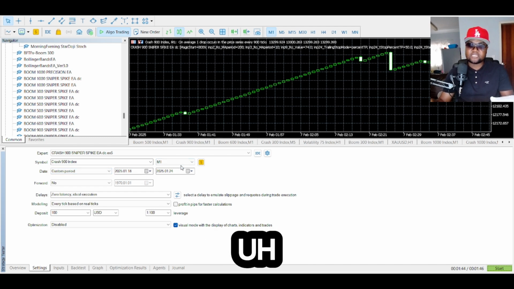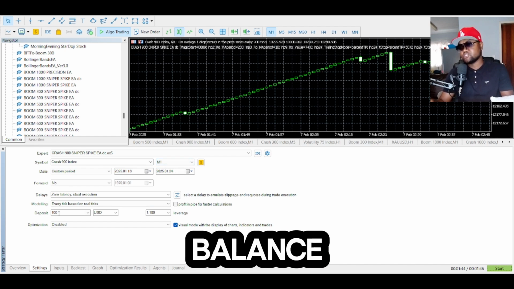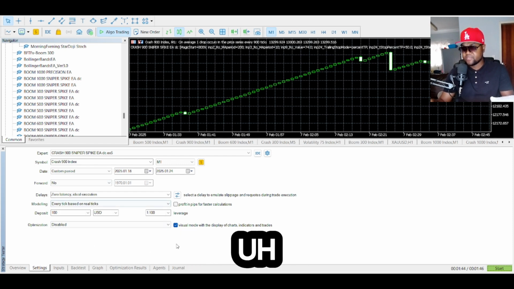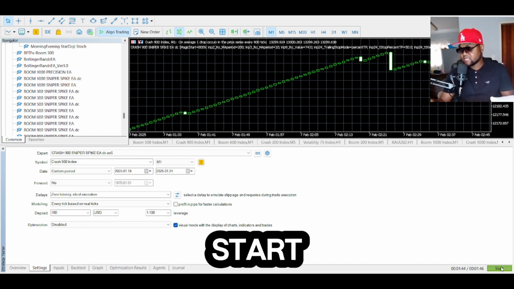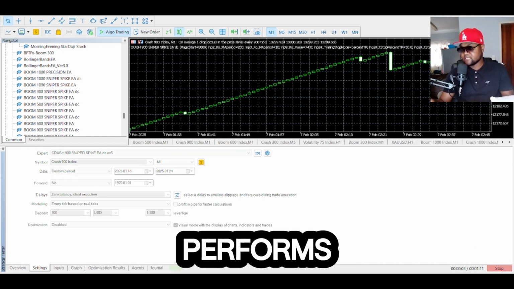So these Spike EAs, they are used for what? For the 1 minute time frame. And we're going to be starting with the initial balance of $100 US. So basically these are the information that we need. Okay, so modeling, we have every tick based on real ticks.